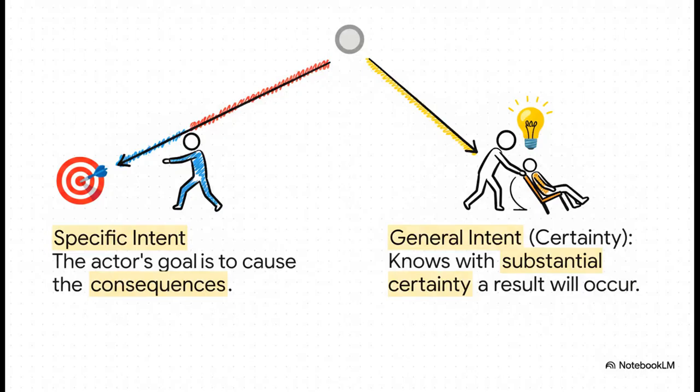Think of it like there are two different roads to get to intent. On one side, you've got specific intent. That's your purpose, your goal. It's basically you saying, I meant to do that. But on the other side, you've got general intent. This is all about knowing a result is pretty much guaranteed. It's like saying, well, I didn't want her to fall, but I knew she would when I pulled the chair. And guess what? Both of them count as intent in the eyes of the law.